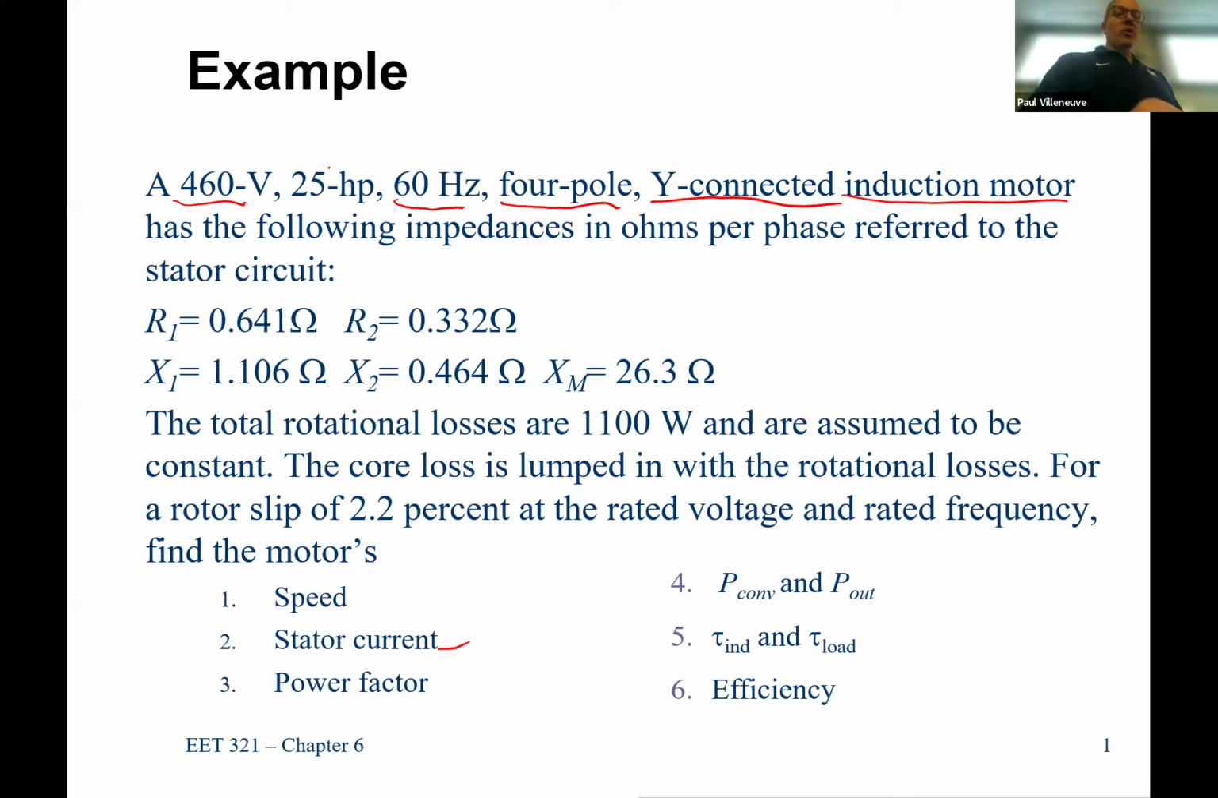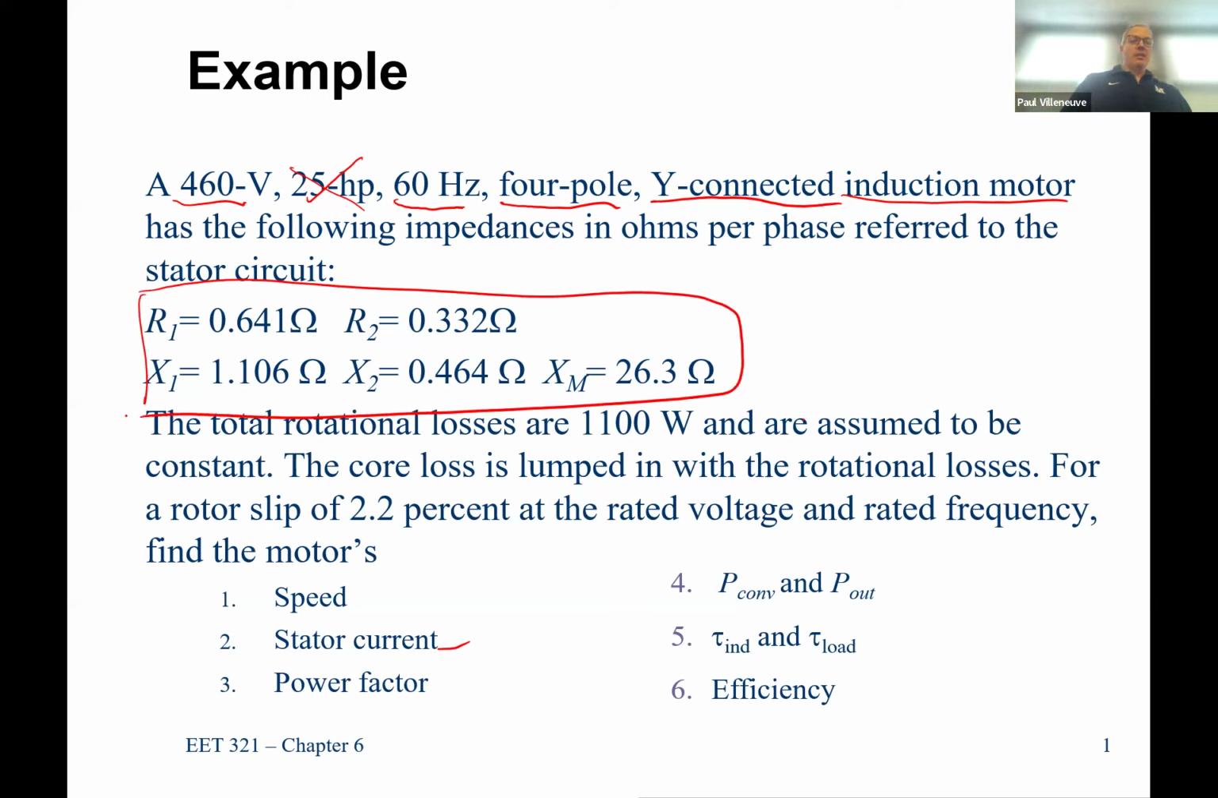The 25 horsepower is not relevant to us for doing calculations. That, again, is the nameplate rating of the machine. It's not relevant because it doesn't necessarily mean that the machine is operated at 25 horsepower. It operates at whatever is demanded by the load at a specific speed. We definitely want to include these parameters. These are pretty important to us. So we have our resistors and inductors.